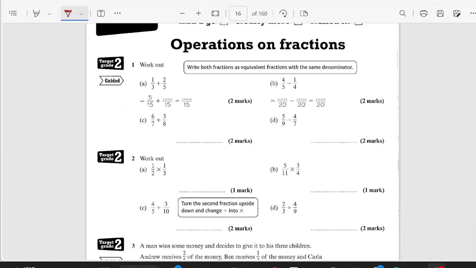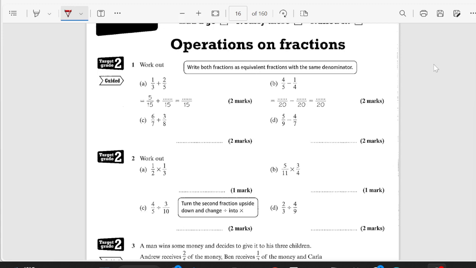So page 14 from the Foundation Revision Guide or workbook is operations of fractions. So we're going to do that in this video. For question 1, we are adding two fractions and they start with different denominators. So we've got a bit of a guide to help us out here.